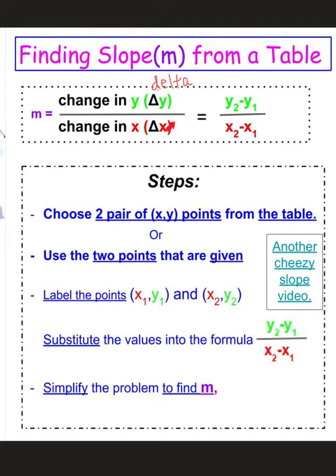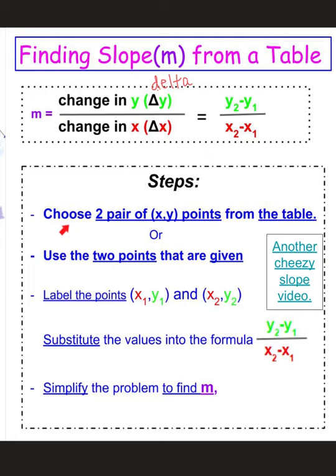So another way you may see it is y sub 2 minus y sub 1. So that's the difference in your y coordinates. Or over x sub 2 minus x sub 1. So the change in the y values over the change in the x values. So I have these steps over here.